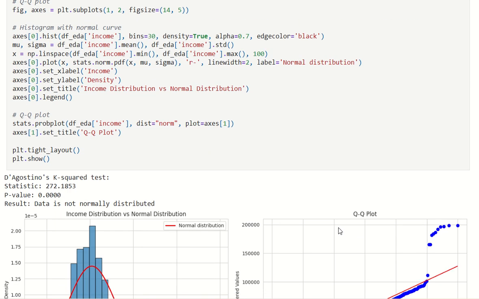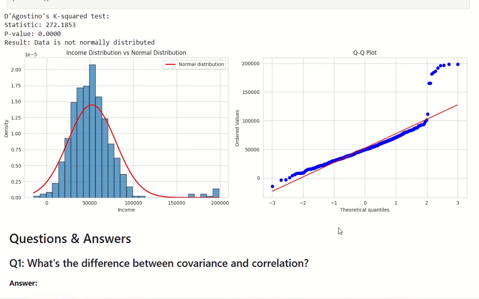EDA is iterative, communicates hypotheses back to stakeholders, and informs future feature engineering. I emphasize reproducibility, scripts and notebooks that log steps and reasoning, and that every EDA decision should be justified by evidence and business context.